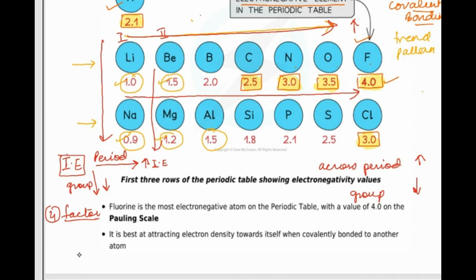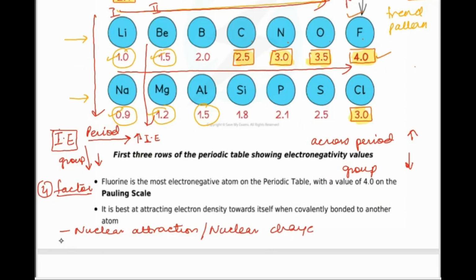So the factors were basically the nuclear attraction, right? Nuclear attraction was basically because of the nuclear charge. Then, apart from that, there was a shielding effect. So it was the shielding effect, that is, how many intermediate principal quantum shells were there.